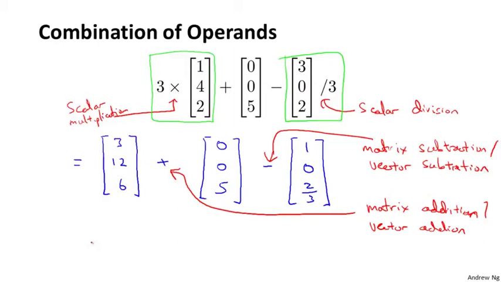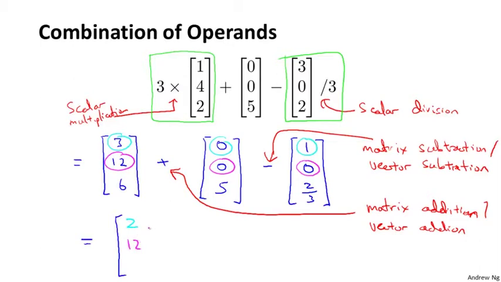Okay? And finally, to wrap this up, this gives me a vector whose first element is going to be 3 plus 0 minus 1. So that's 3 minus 1, which is 2. The second element is 12 plus 0 minus 0, which is 12.